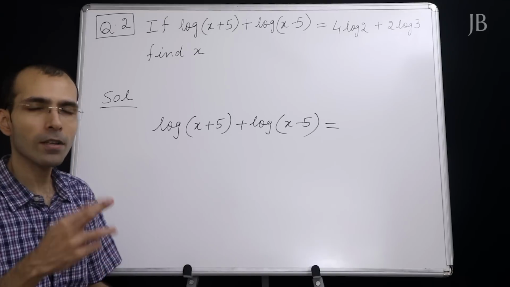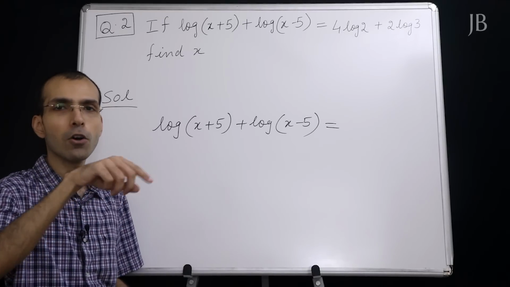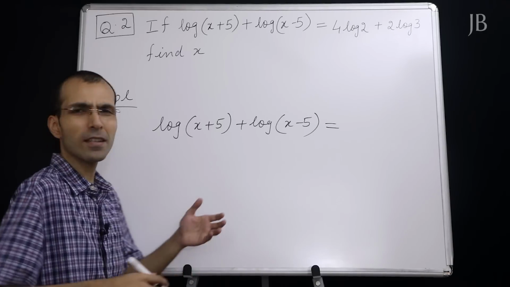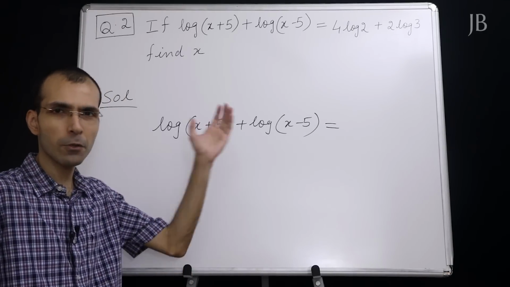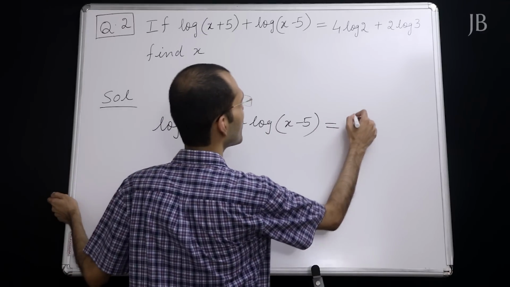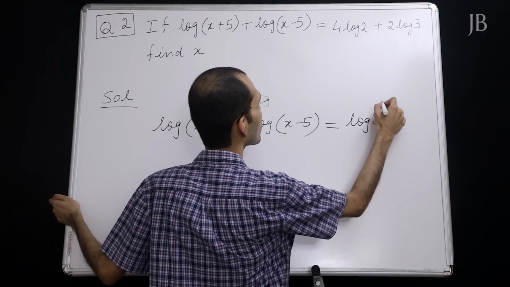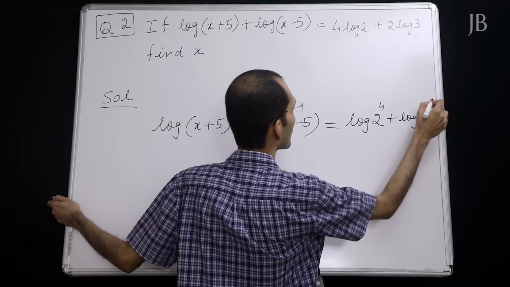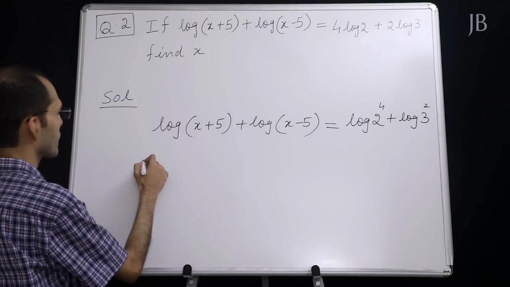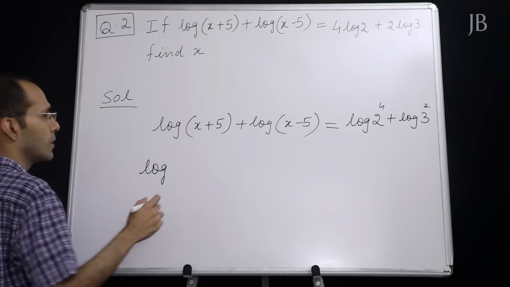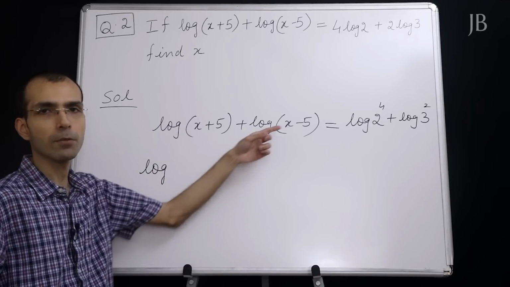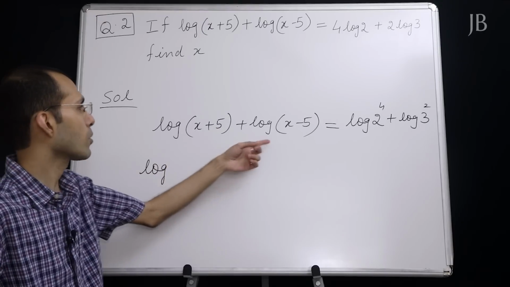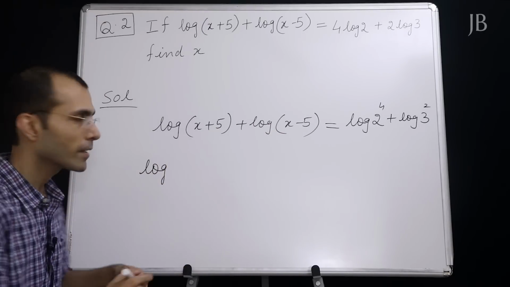Which law? Law number 3, log of a raised to b is b log a. You need not write the names of the laws in the exam, you have to just apply it. So this will be log of 2 raised to 4 plus log of 3 square. Now this is log a plus log b, that is log of ab.